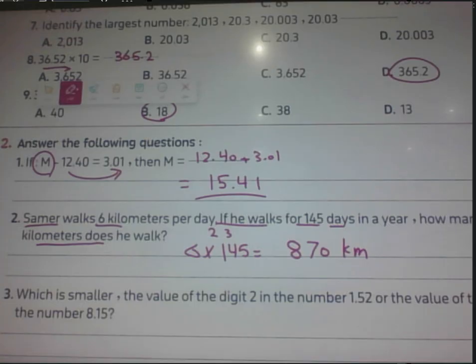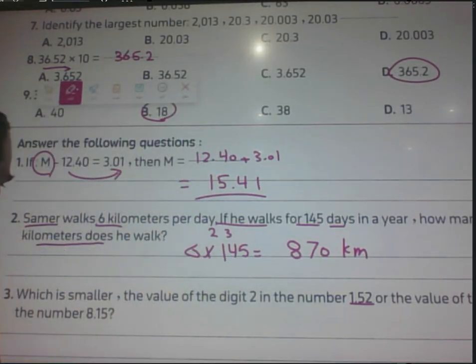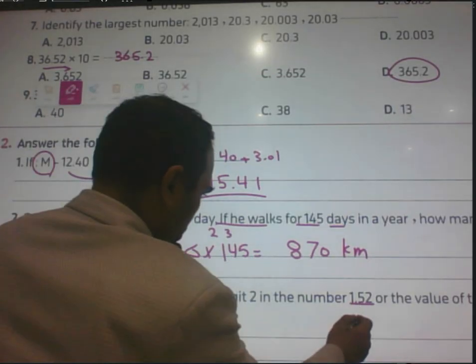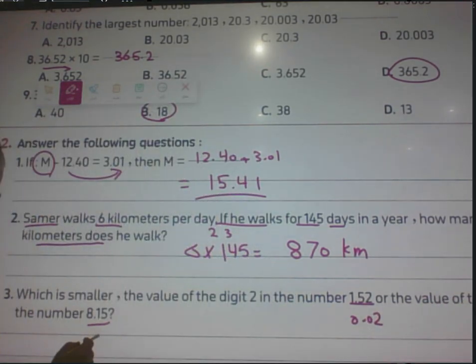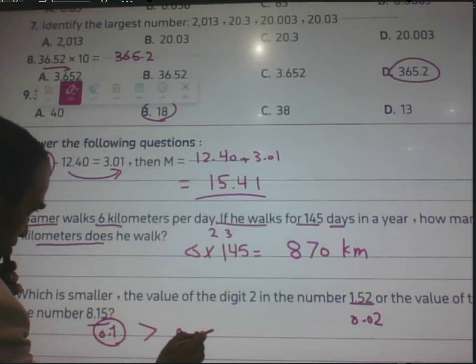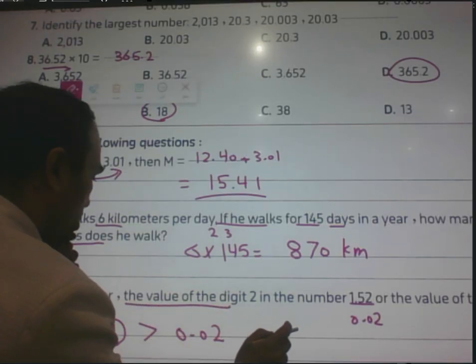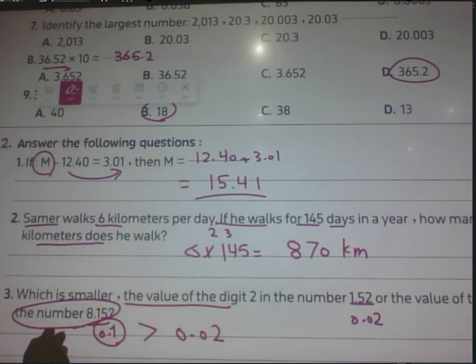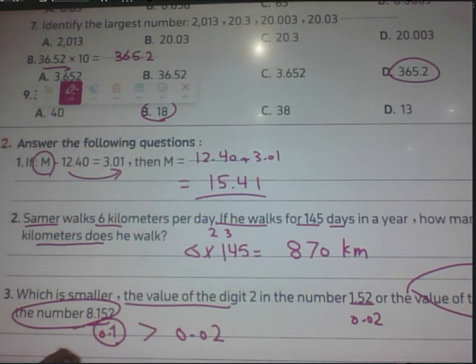Next question. Which is smaller, the value of the digit 2 in the number here, or the value of digit 1 in this number? The value of digit 2 here will be 2 hundredths, and the value of digit 1 here will be 1 tenth. Then 1 tenth is greater than 2 hundredths. We must choose: the value of the digit 1 in the number 8.15 is greater than.